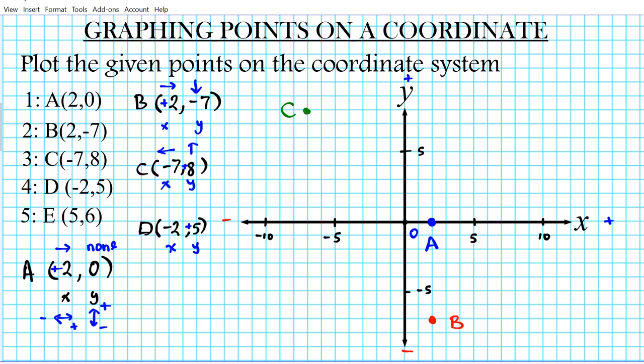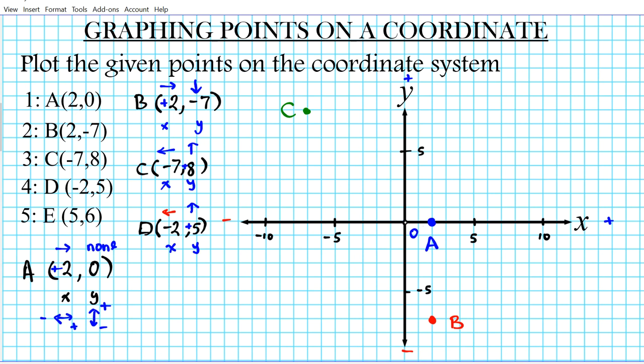So -2 means you're going to go in the x direction, left, right. Negative means you're going to the left, 2 units to the left. And then +5 in the y coordinate means you're going to go 5 units up. That will take you to the location of point D on our coordinate system.